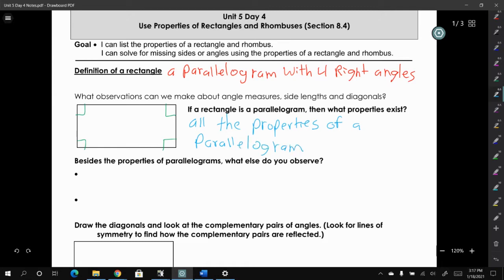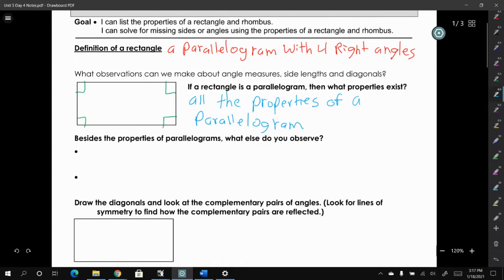And I don't want to take our time writing out all of these. You can look at the properties from our previous notes. But two other properties that we will have. The first one is, like we said in the definition, that each angle is 90 degrees or a right angle. And the other property is that the diagonals are congruent.